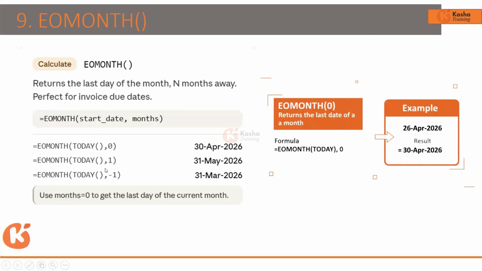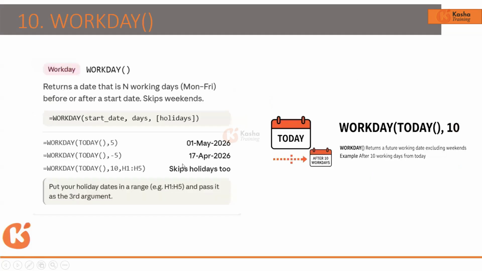Then here you can see, team, which is today, and you've given -1. So it is calculating the last day of the previous month. Because April is going on, it is calculated for the 31st of March. So that is where we use EOMONTH.